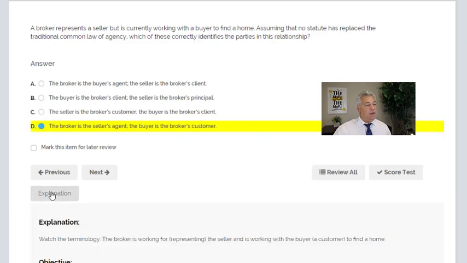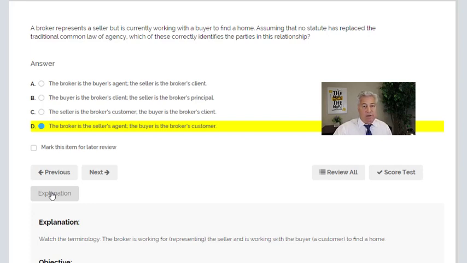And your answer is going to be D. The broker is the seller's agent. The buyer is the customer. We work with the customer. We work for the buyer, the client. We work with the customer. We work for the client.